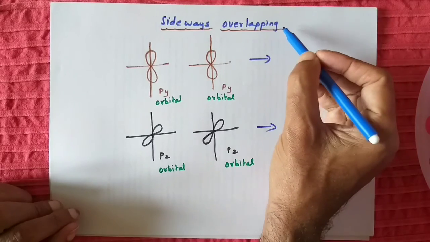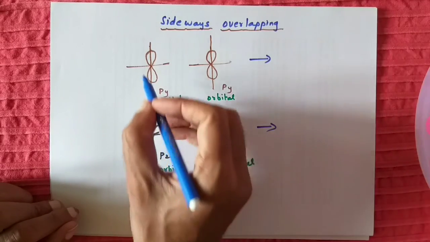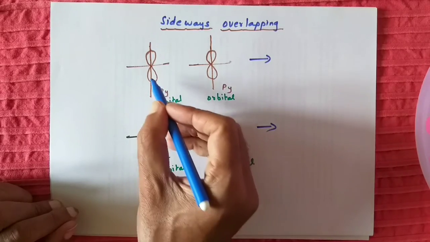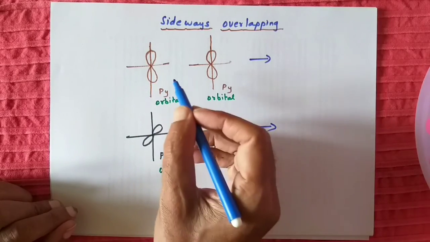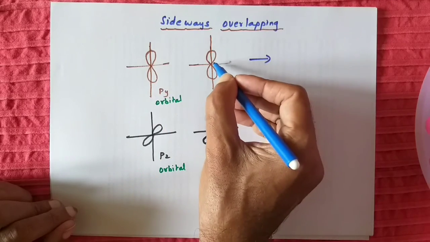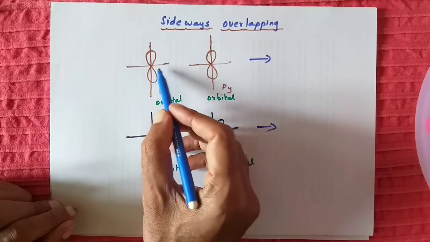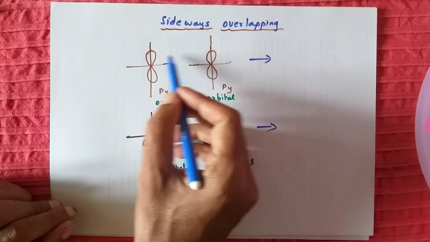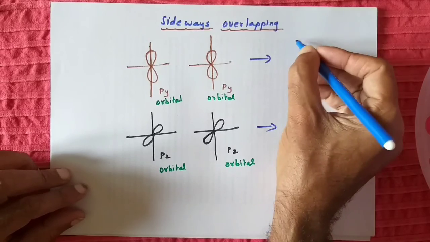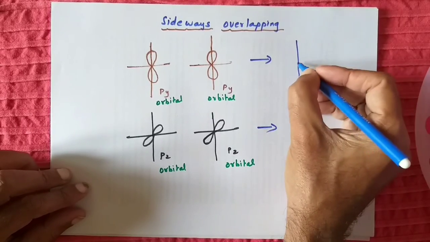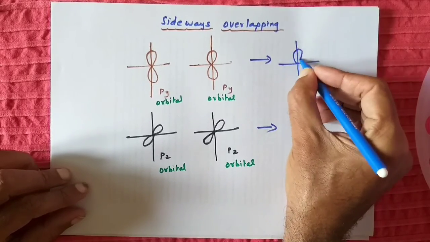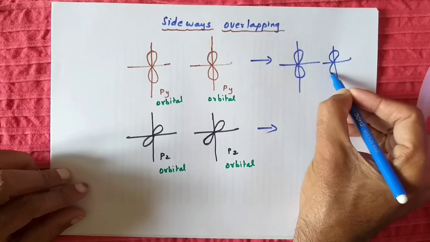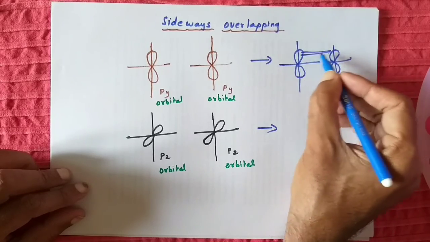Now let us see the sideways overlapping. Suppose this is the x-axis and this is the y-axis. I am taking one py orbital, which is in the y direction, and one more p orbital here. When these two overlap, the sideways overlapping will take place, and you'll have the diagram like this. You'll have one part and the second part here. So this will be the overlapping.